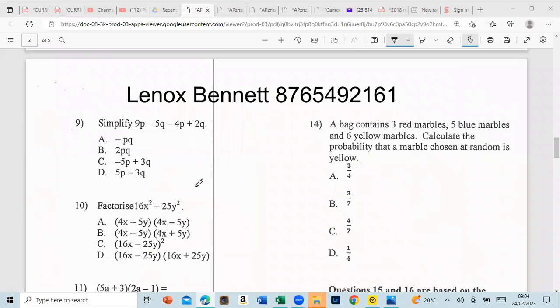Alright, so let's get the ball rolling. Number 1 says simplify 9p minus 5q minus 4p plus 2q. Again, guys, remember you're encouraged to try the questions. Alright, so type your answer in the comment section.